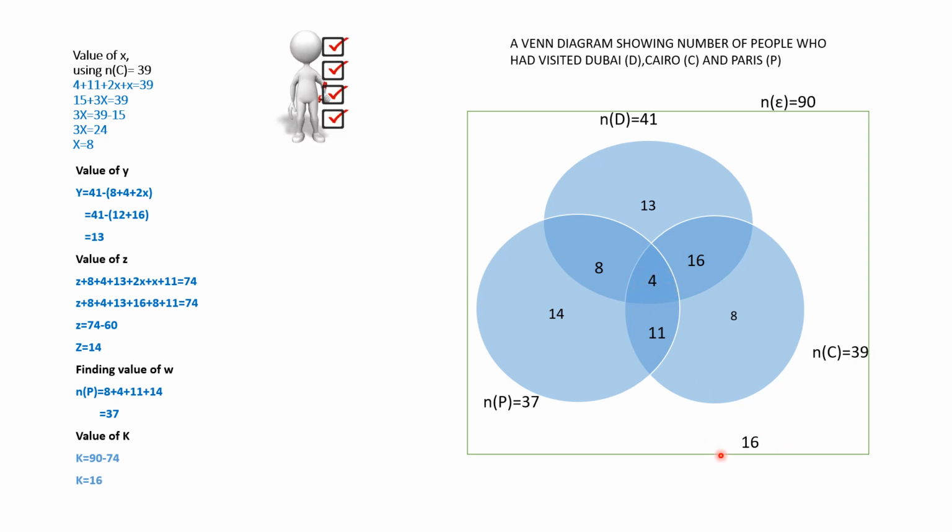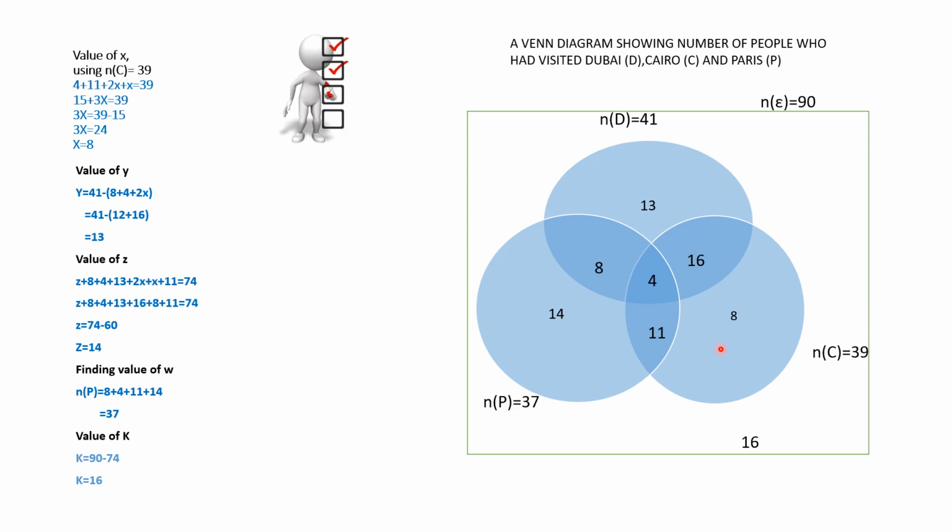And then 16 had not visited any of the three cities, and then 14 had visited Paris only. So how do you confirm whether your set is right? Go and check every set and see. You can see that 16 plus 4, that is 20, then plus 13, that is 33, plus 8, 41. Even come here, 16 plus 14 plus 4, 18, plus 8, that is 26, then plus 11, 37, and I have it here.